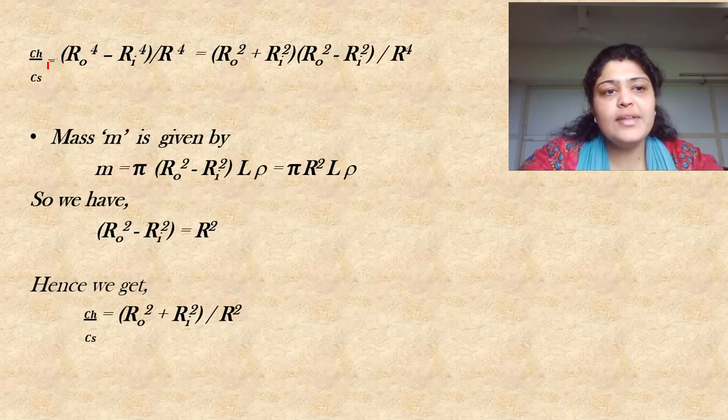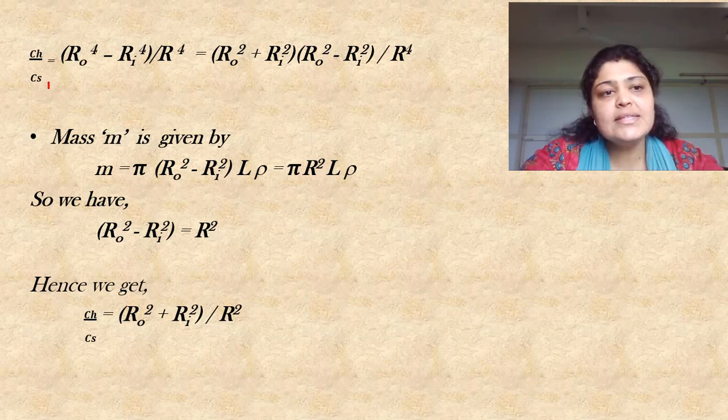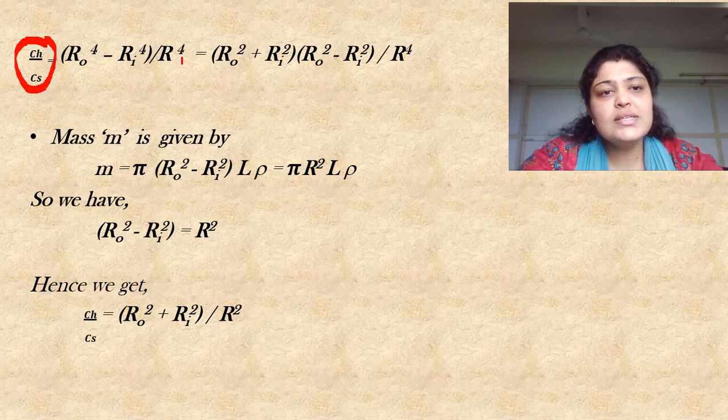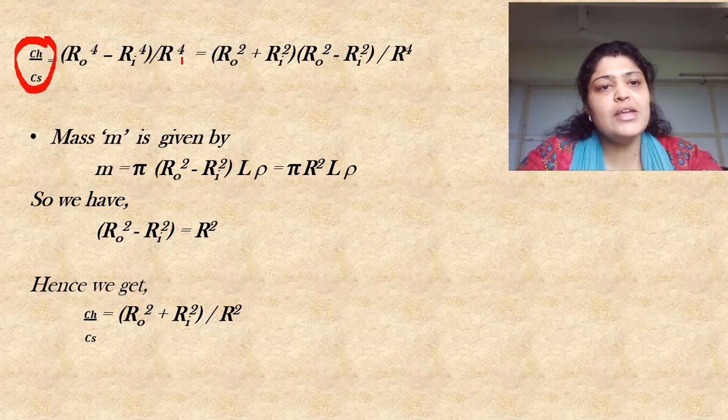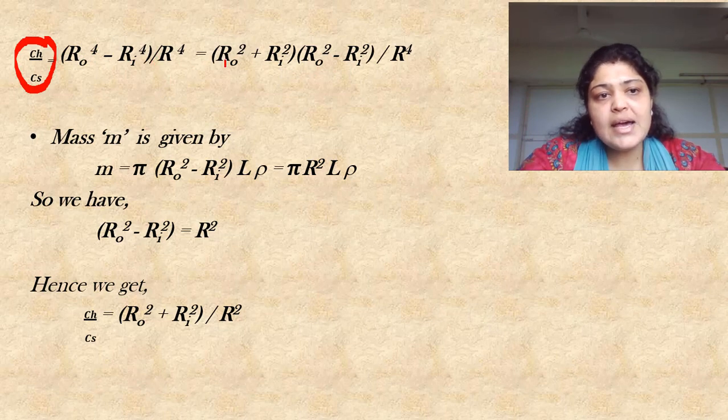So ratio of both of them will be CH upon CS. This common term pi eta upon 2L will get cancelled. We will be getting CH upon CS, torsional rigidity of hollow cylinder upon torsional rigidity of solid cylinder, is equal to Ro raised to 4 minus Ri raised to 4 upon R raised to 4. So this I am just expanding by using the formula a square minus b square, which is a plus b into a minus b. So Ro raised to 4 minus Ri raised to 4 is written as Ro square plus Ri square into Ro square minus Ri square divided by R raised to 4.